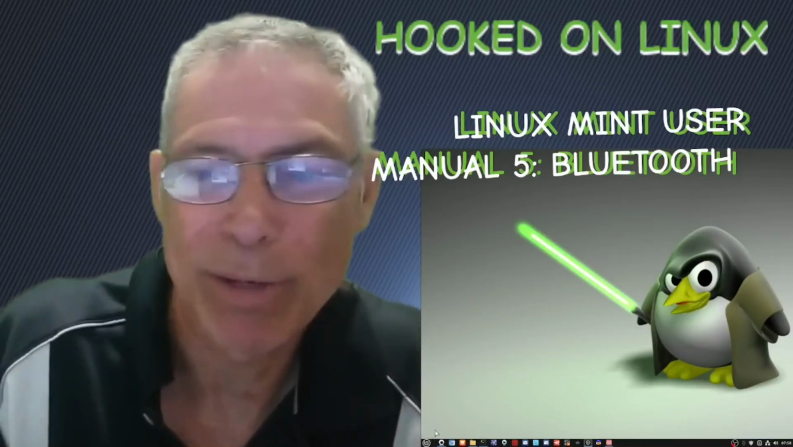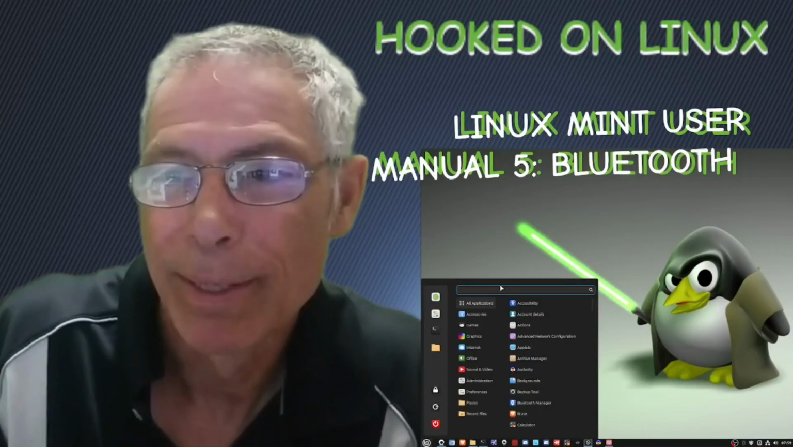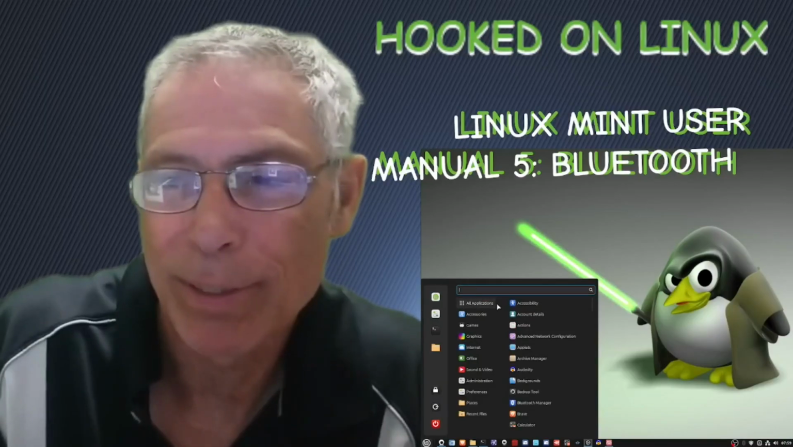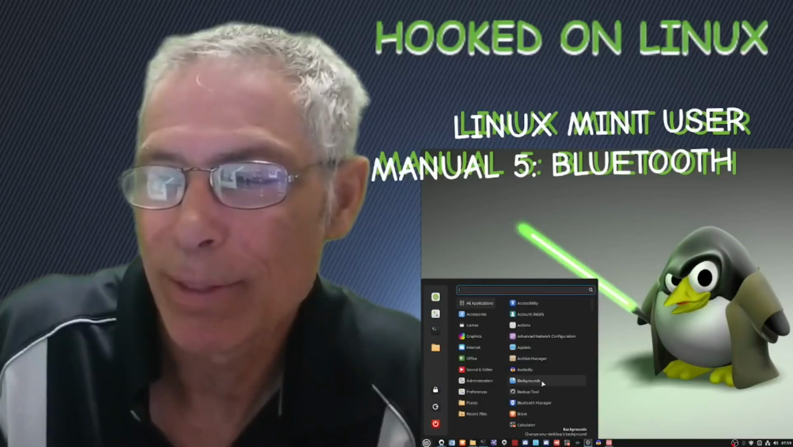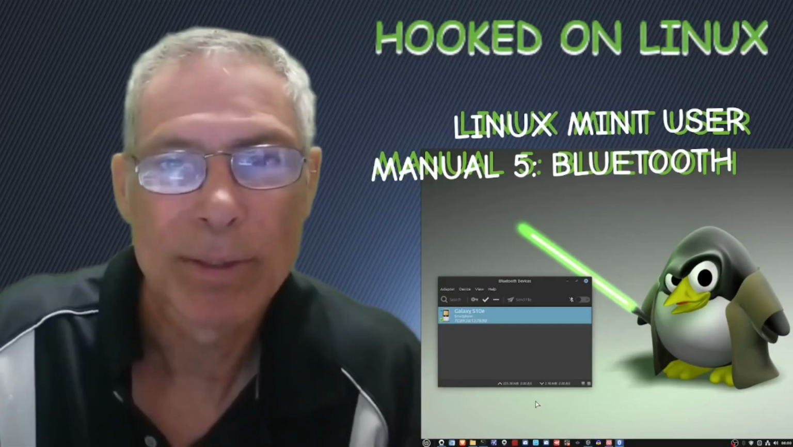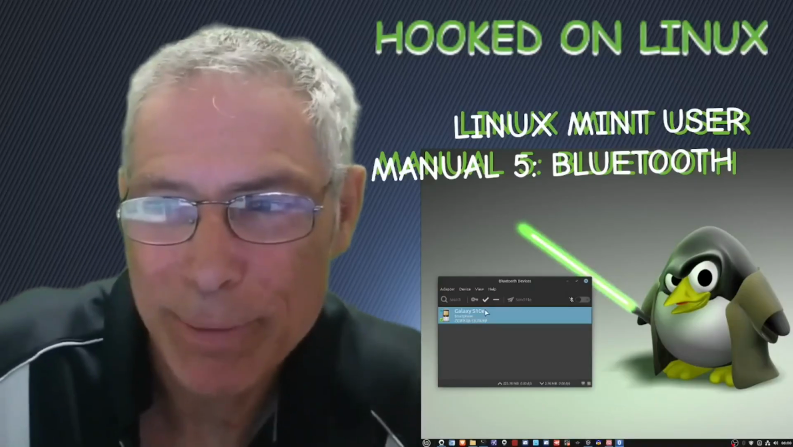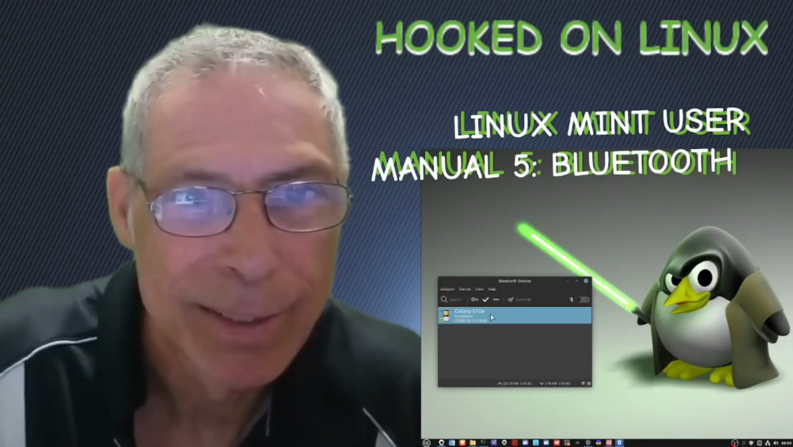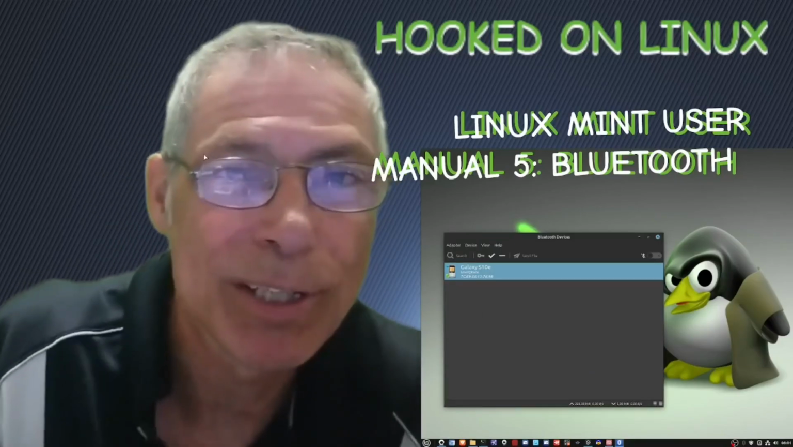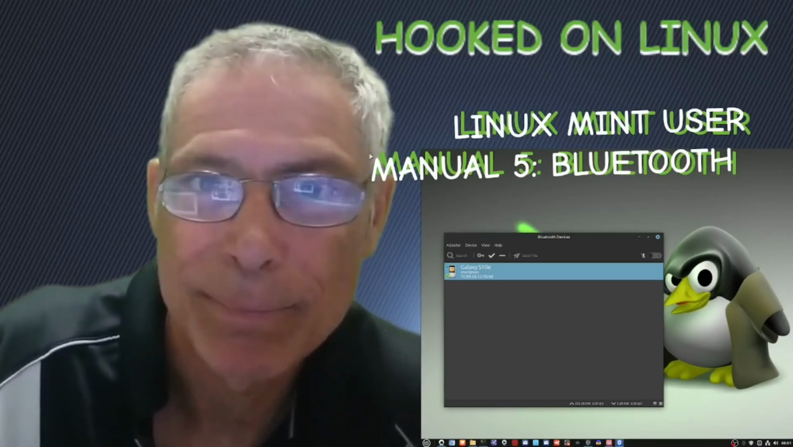Excuse my eyes, I'm diverting. Click all applications right here, right off the start button. All applications, and there is Bluetooth Manager. And there it is. It's already found my Galaxy S10e. And everything you're going to need to know is going to be right here.